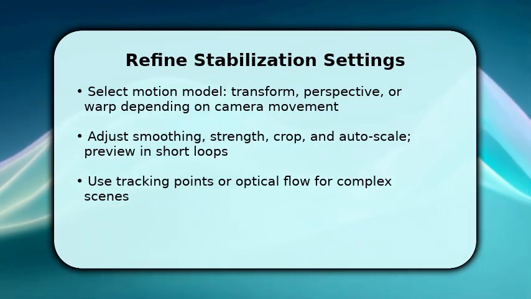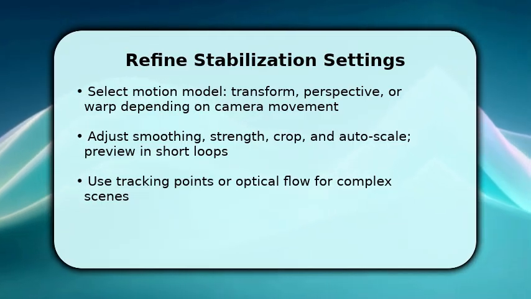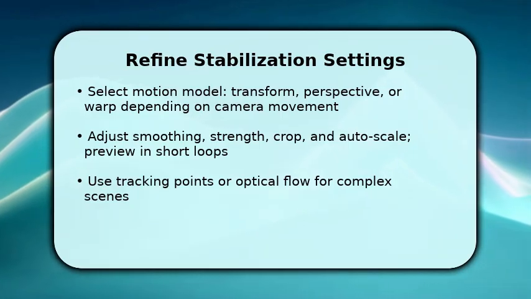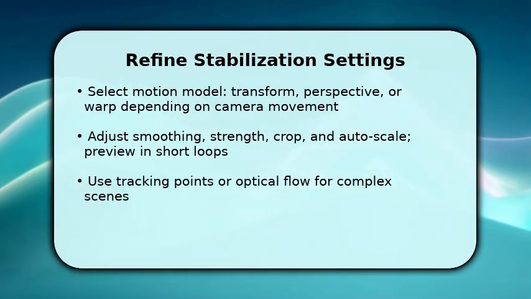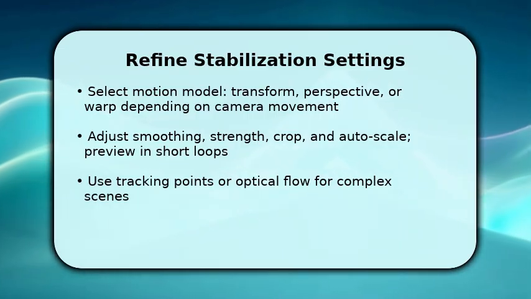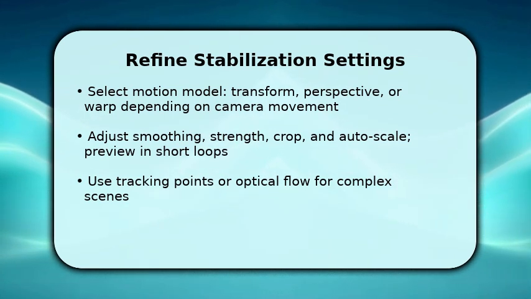Then ramp smoothing and strength gradually. High values remove jitter but crop more, so balance crop and autoscale. Once you've set those, enable tracking points or optical flow for complex scenes where the stabilizer loses reference. Preview short loops and compare to the original, making incremental changes until motion looks natural without wobble or elastic warping.